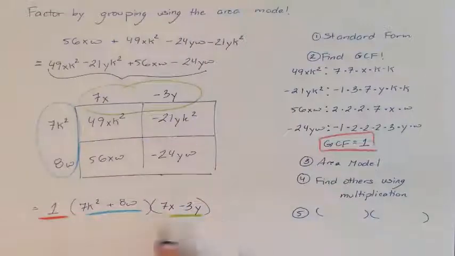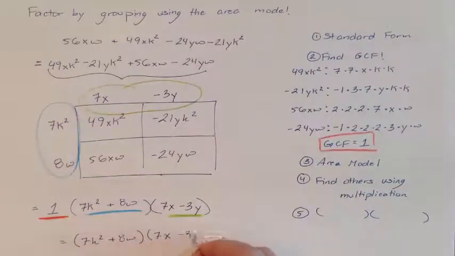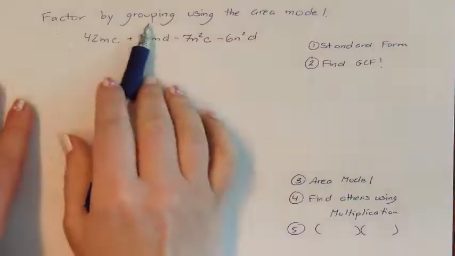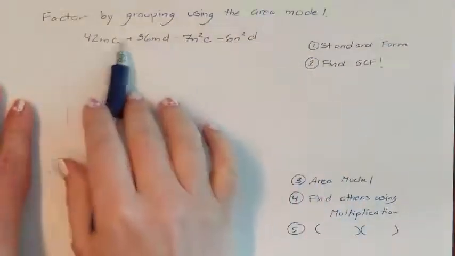This is not incorrect, but we usually don't write the GCF if it was a 1. So we're going to go ahead and rewrite it without the GCF of the 1. And this is our final answer, and we're done. So we're going to factor by grouping using the area model, and here is our problem.